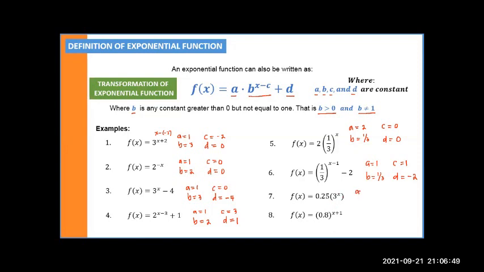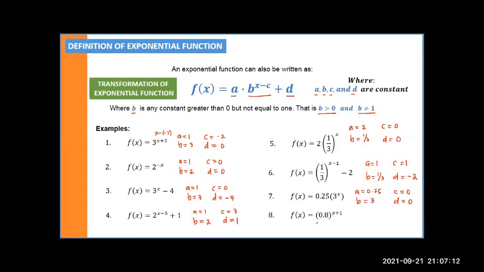Then, number 7, we have 0.25 times 3 raised to x. So, we have A, which is the 0.25, the coefficient bago mag-base. We have the base of 3. We have the C, which is 0. And then D is also 0. So, walang inadd sa exponent, wala din inadd na number sa kanan.